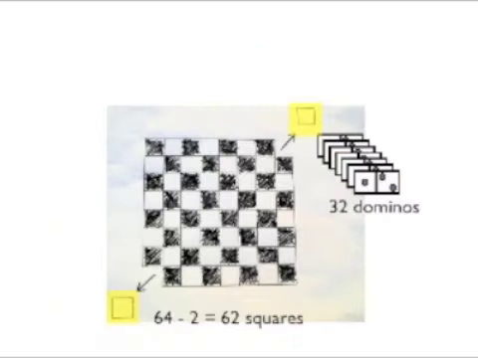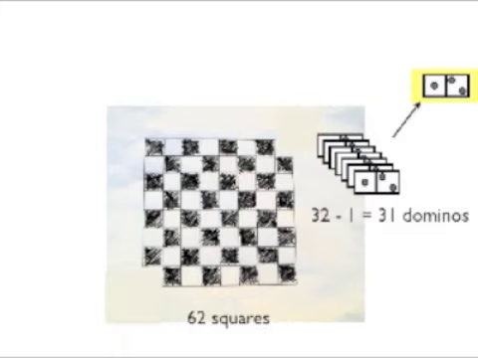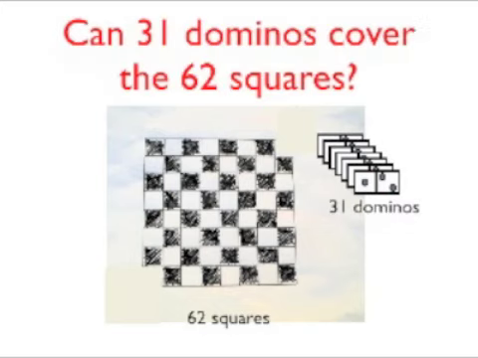Now remove 2 squares from the checkerboard and 1 domino from the stack of 32 dominoes. Is there an arrangement of the 31 dominoes that will cover the 62 squares?